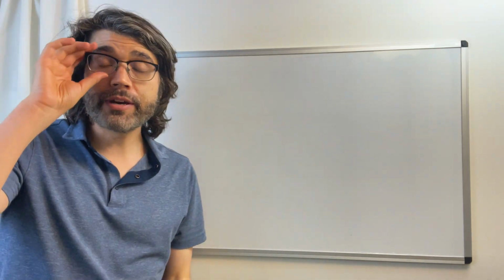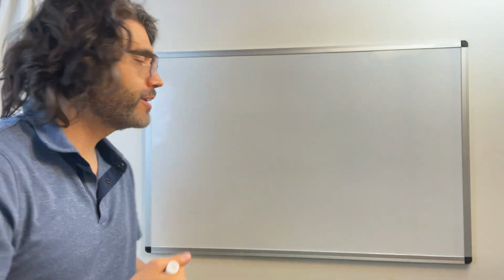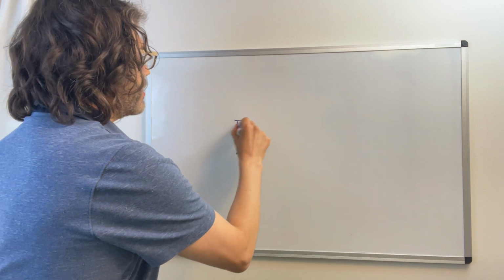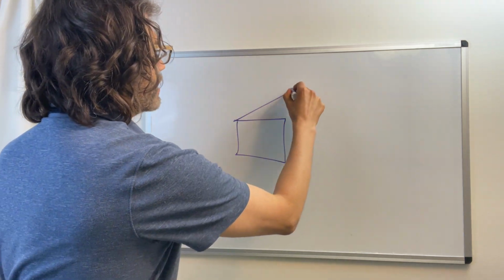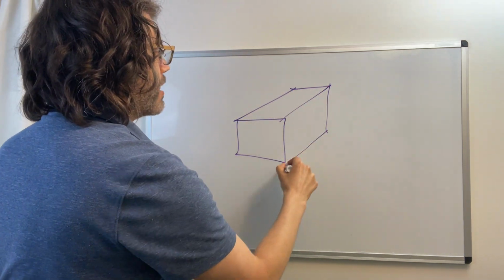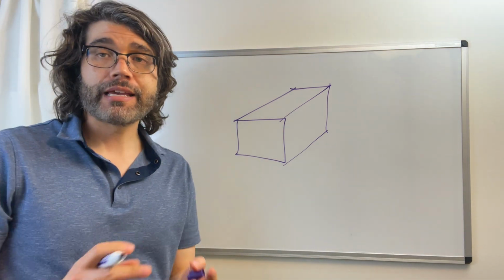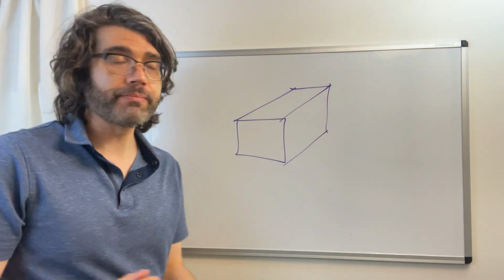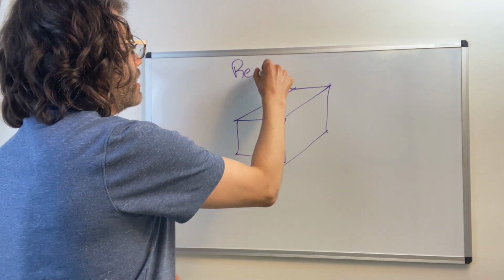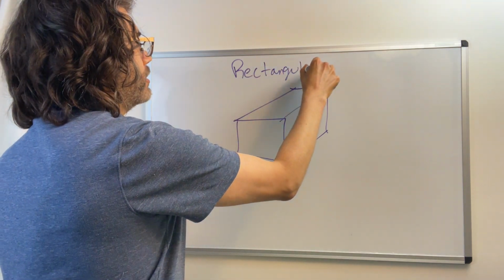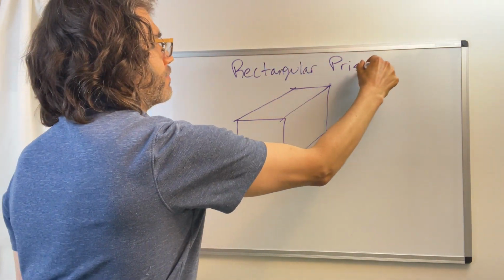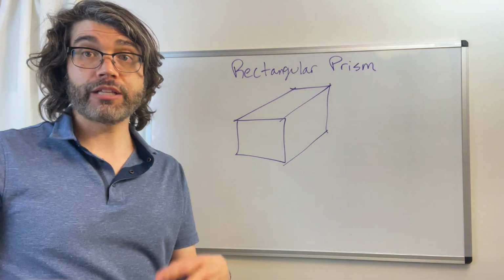Here we're continuing with 3D shapes or forms. So let's start out with a rectangular box. By the way, a rectangular box is also known as a rectangular prism. So rectangular prism, that's the same thing as saying a rectangular box.